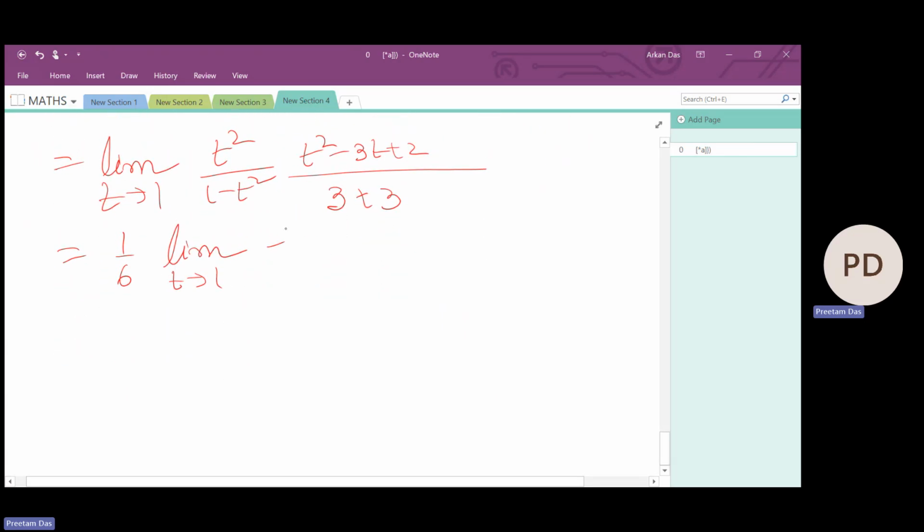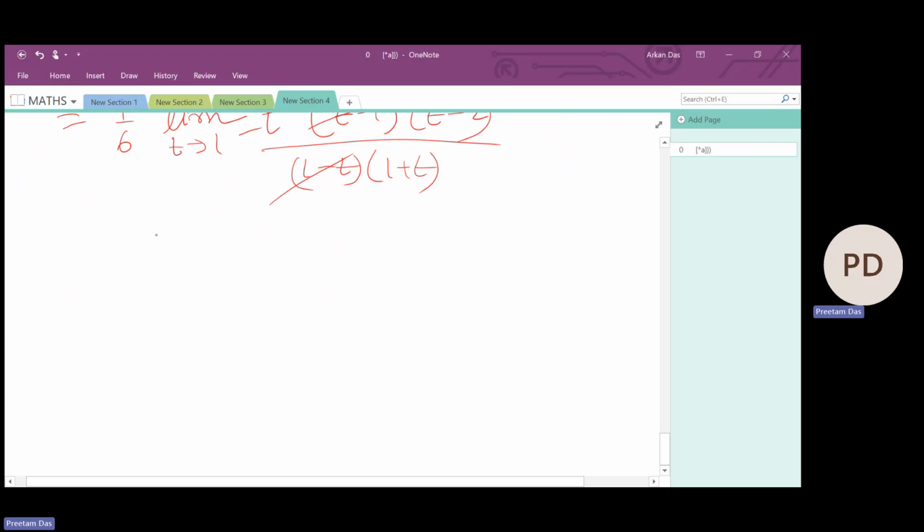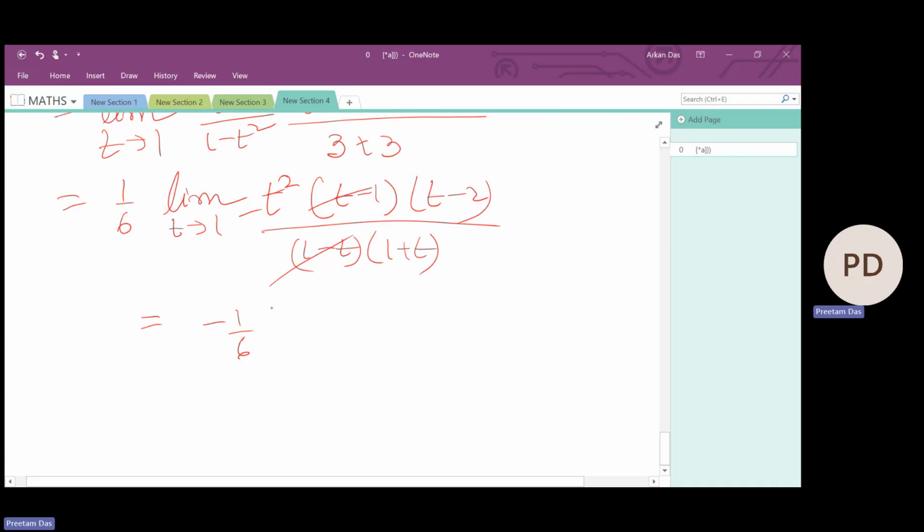So t square, factorization of this: t minus 1, t minus 2, and then 1 minus t, 1 plus t. Cancel this, you'll get a minus extra. So now just substitute the values. Minus 1 over 6. And then if you substitute here, you'll get minus 1 in the numerator divided by 2. So 1 over 12 is the answer. Option C.